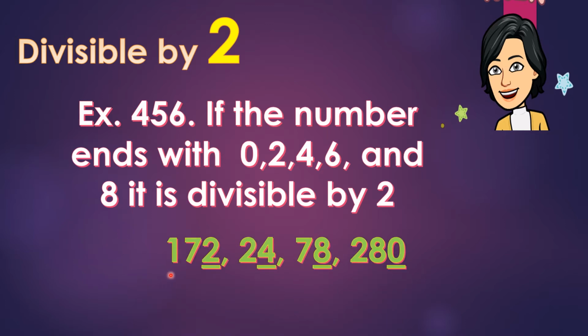More examples, 172. 172 is divisible by 2. 24. The last digit is 4. Therefore, this number is also divisible by 2. Next is 78. The last digit is 8. And 280, the last digit is 0. Therefore, these numbers are all divisible by 2 because they end with 2, 4, 8, and 0. And these numbers are also called even numbers.